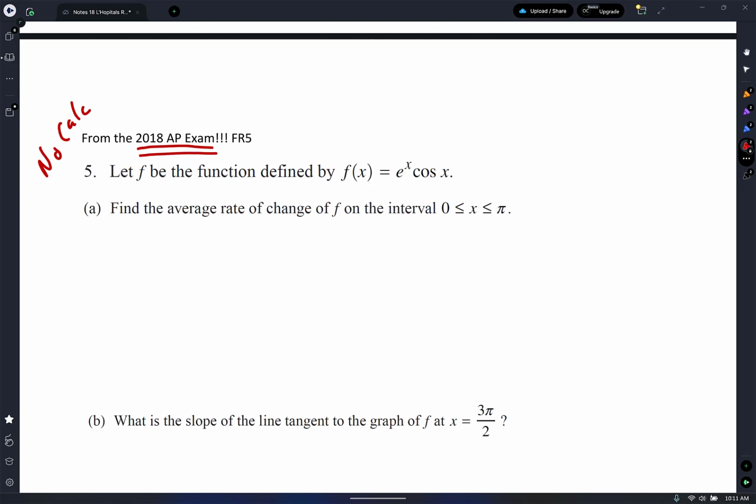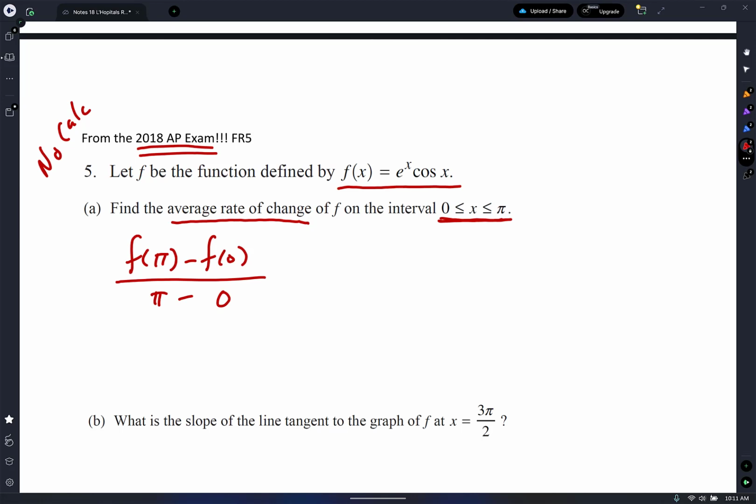Let f be the function defined, and they give me a function. Find the average rate of change of f on the interval 0 to pi. Average rate of change. Do I have to do any calculus? No, you're just doing secant slope or slope. So all I'm doing is f of pi minus f of 0 over pi minus 0. y2 minus y1 over x2 minus x1. Are we okay?